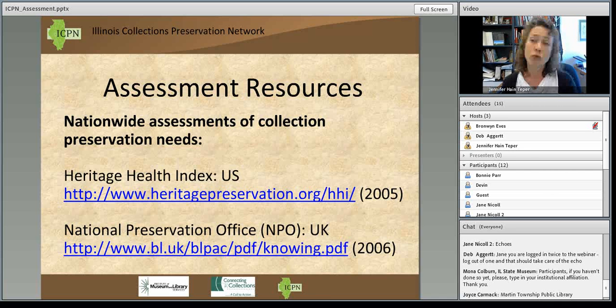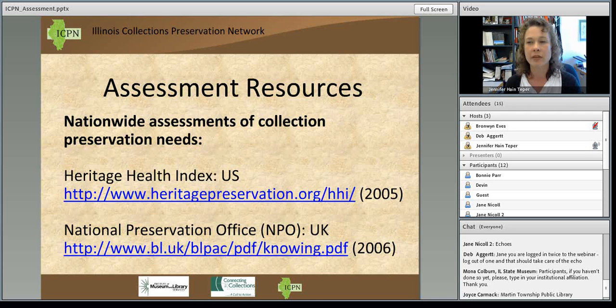There are two great national level preservation assessments that, if you're not familiar with them, really help to set the stage for what everybody is dealing with on national levels. The UK and the US took two fairly different approaches to this. So it's worth looking at both just to understand how the data was collected and what they were looking at, because they definitely looked at things a little bit differently.